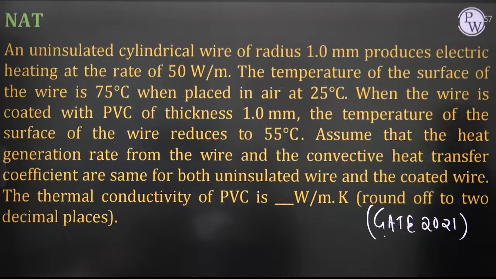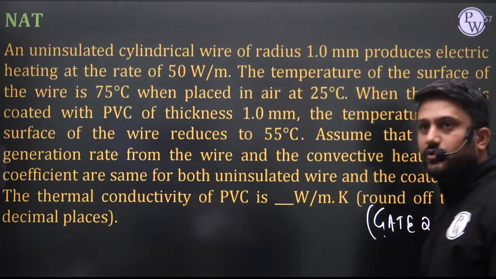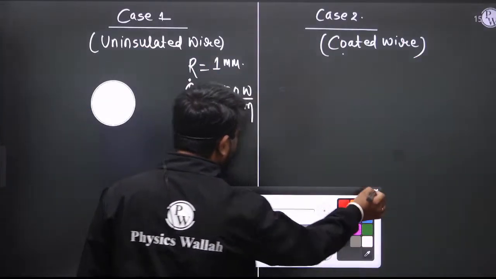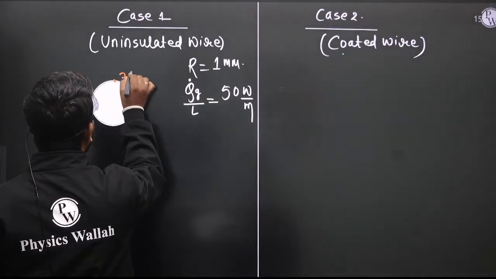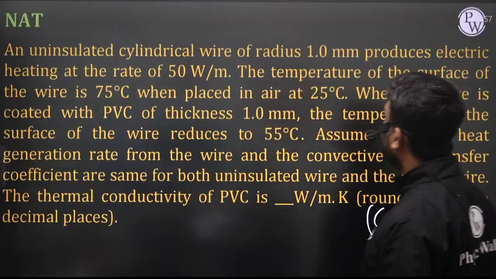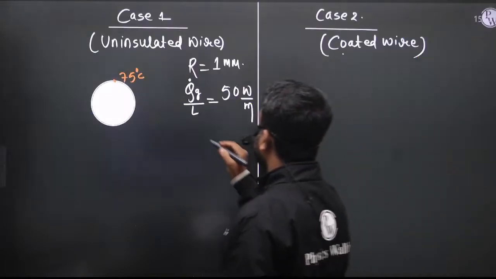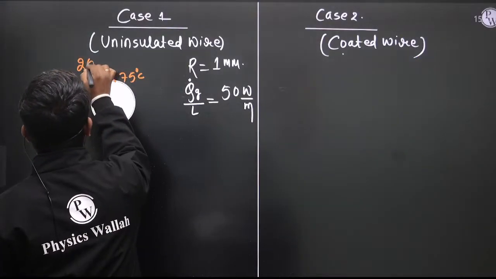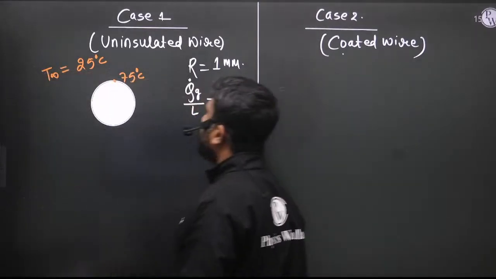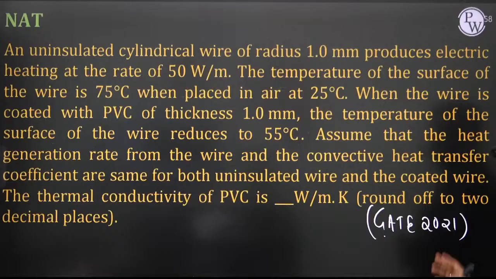Now the surface temperature in this case is 75 degrees Celsius. And what is the ambient temperature? That is 25 degrees Celsius. This is the ambient temperature, you can say this is T infinity. So this much information we have related to case number 1.